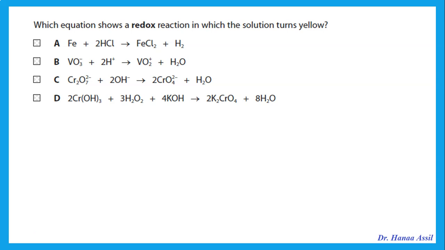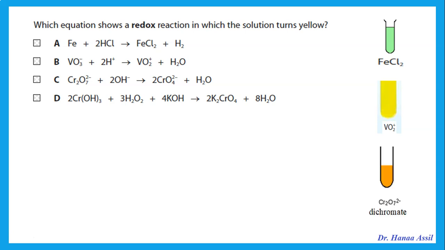Which equation shows a redox reaction in which the solution turns yellow? You are required to know some of these colors. For example, we are required to know that iron 2 compounds are green. The VO2 plus is yellow, but is this reaction a redox? When we have acid plus base to give salt plus water, this is actually neutralization, not a redox, but the VO2 plus that is formed is yellow.